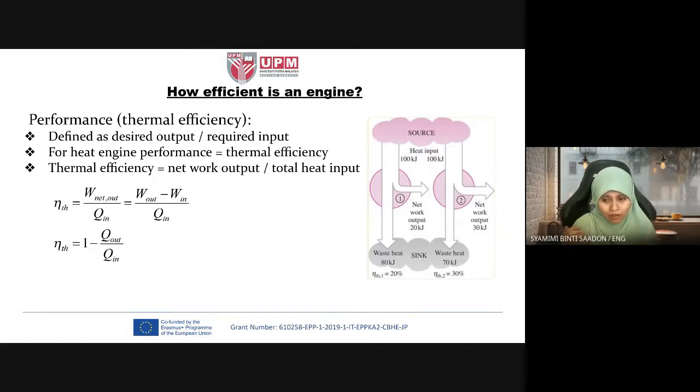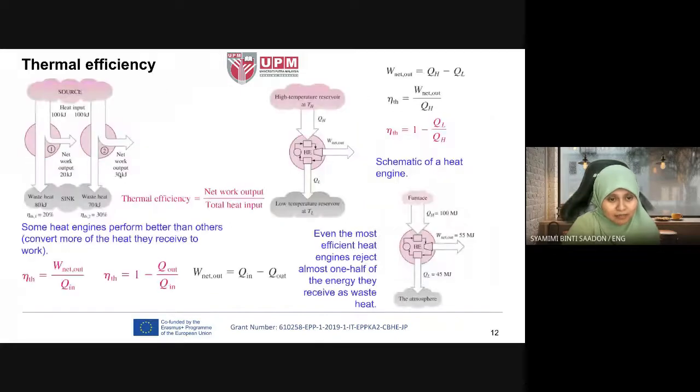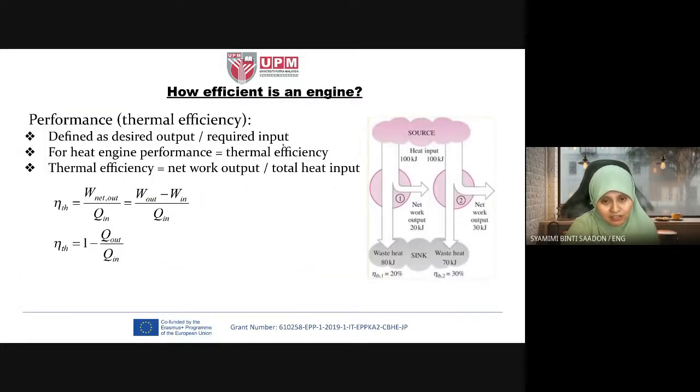So for a heat engine, our desired output will be the net work output. We want this net work output. This net work output is the electricity, mechanical output, etc. So our desired output will be the net work output. This is the general definition of desired output, but for a heat engine, the desired output is the net work output. And the required input, what we need to input, is the heat input. Heat input, the heat source just now.